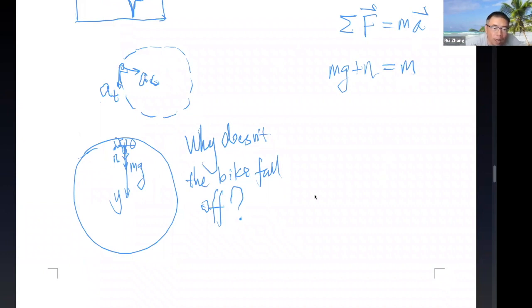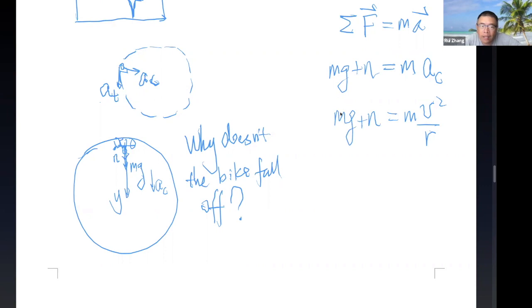What is the acceleration along this direction? Do we know it? Do we have any acceleration along the vertical direction? No? We just learned it, right? There's acceleration, a_c. That's our centripetal acceleration. Remember, there's always acceleration pointing toward the center. So in this case, we have the total force equal to mass times acceleration. We can write this as v squared over r, and this as mg plus N.